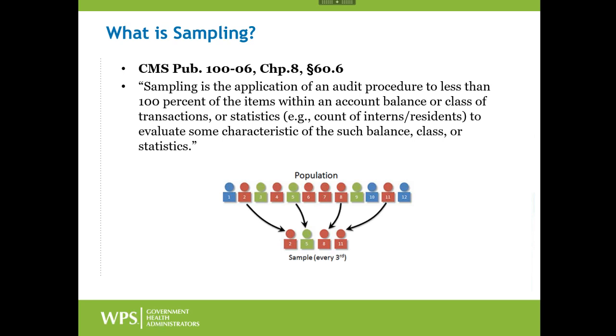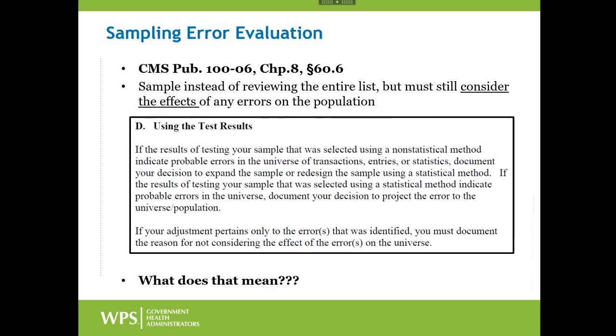So bad debts, for example, we might be looking for a proper write-off date. Is there support for that write-off date? Is there support for that amount? But the key thing is we're not looking at the entire listing necessarily. We're looking at a sample, a selection out of that population, out of that listing, to identify whether or not it appears that they've been handled properly. So instead of reviewing the entire list, we're sampling.